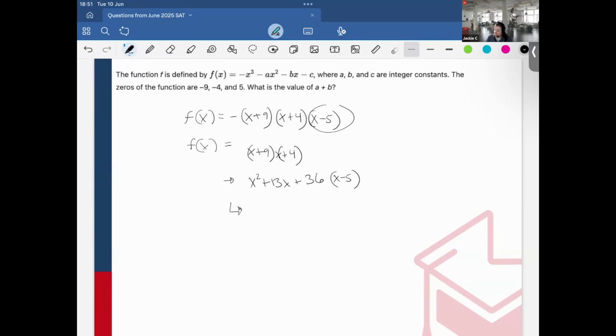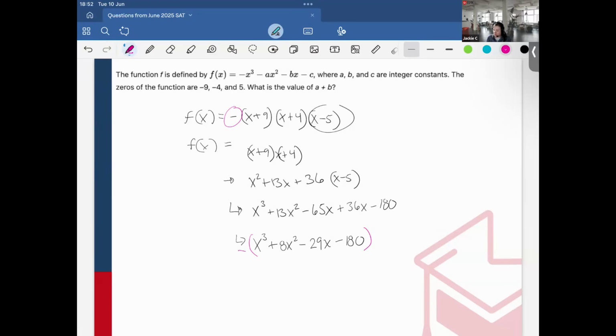And then multiplying each term by x minus 5 is going to give me x cubed plus 13x squared minus 65x plus 36x, and 36 times 5 minus 180. Amazing. And then putting everything together, I would have x cubed plus 8x squared minus 29x minus 180. And that would be the almost final step, but don't forget that I have to apply the negative sign now to everything.